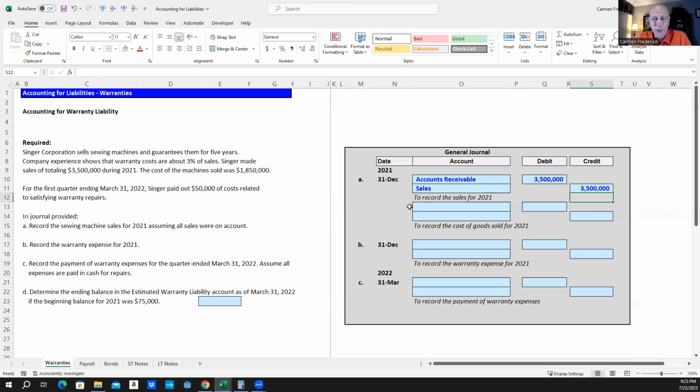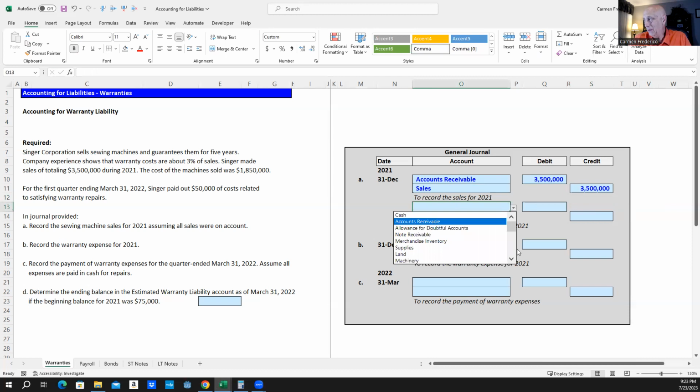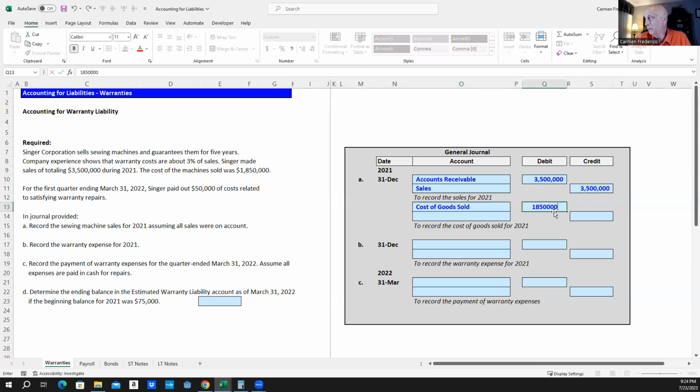And then we know, because it's typically a perpetual inventory system, that we have to record the cost of goods sold along with the sales. So we're going to find the account called cost of goods sold. And that is going to be for the cost of the machines sold, and this is $1,850,000. Whether you use LIFO, FIFO, or weighted average cost, we don't know. But for this problem, we don't care because we know the cost of goods sold is $1,850,000. And we know merchandise inventory is leaving the building. So we're going to credit what is leaving the building, merchandise inventory.